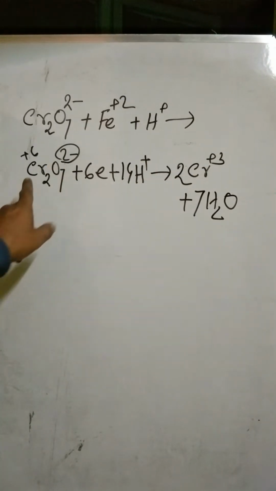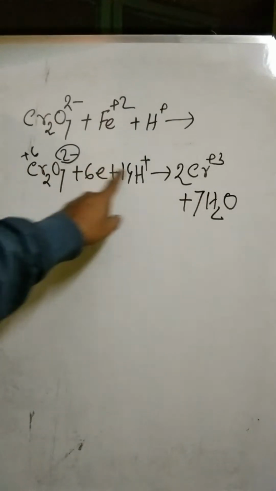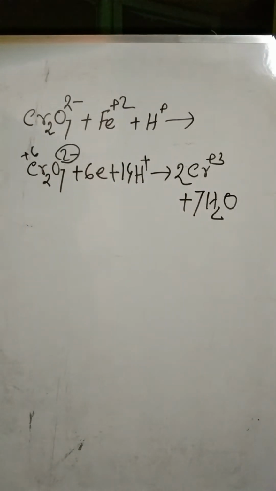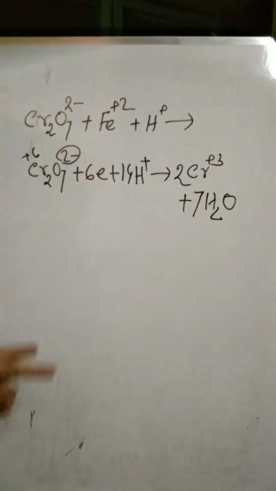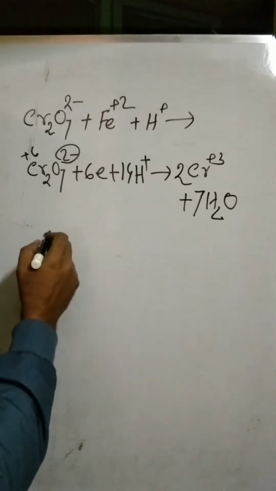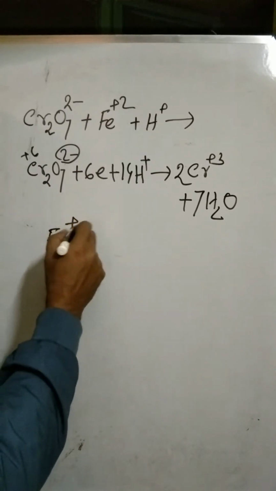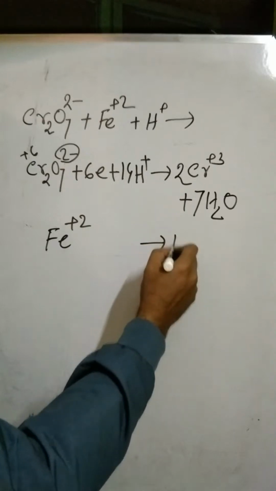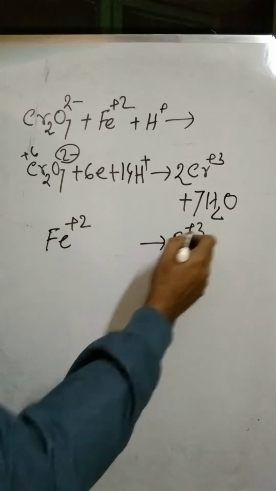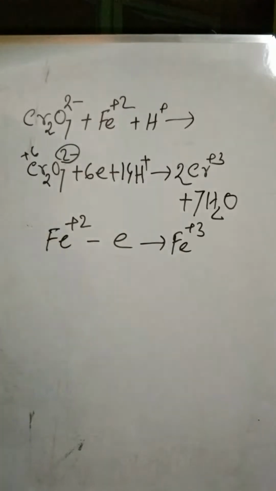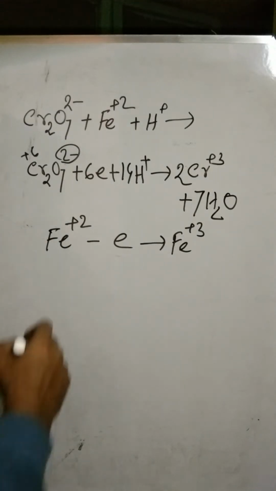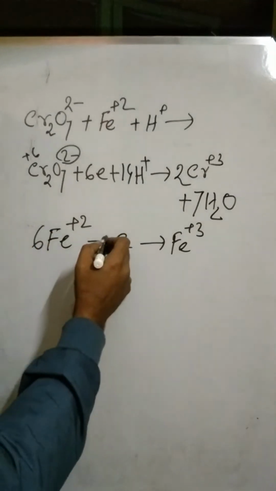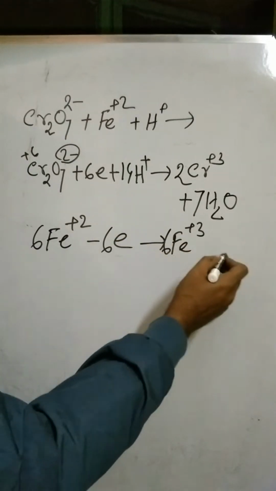Now let's see that this is a well balanced equation, and this is the reduction process. Where there is a reduction, there must be an oxidation also. So Fe plus 2 gets oxidized to Fe plus 3 by release of 1 electron. Now there are no free electrons present anywhere, so the 6 electrons must be counterbalanced. So we need to multiply this equation by 6. So 6 Fe plus 2 gives electrons to form 6 Fe plus 3 ions.